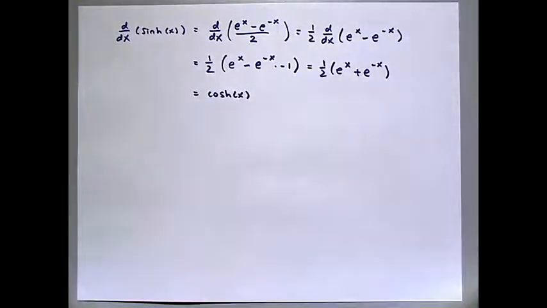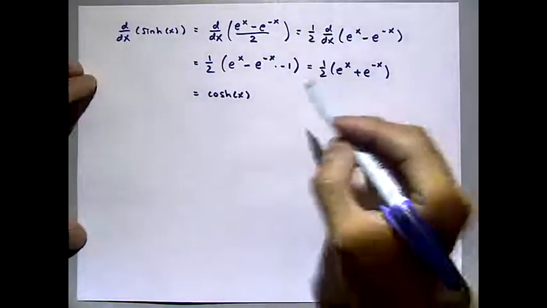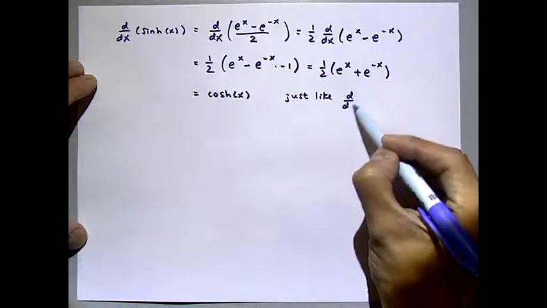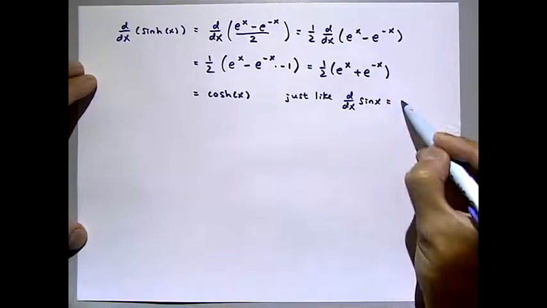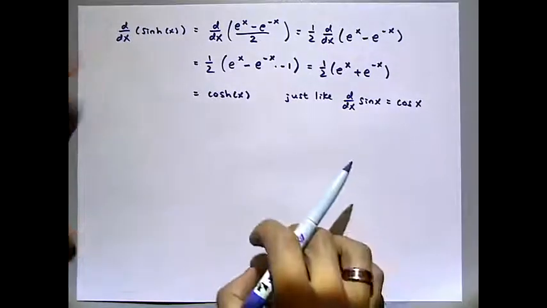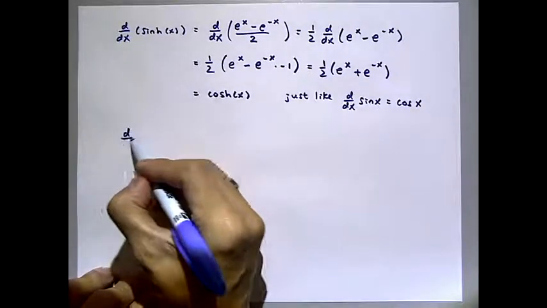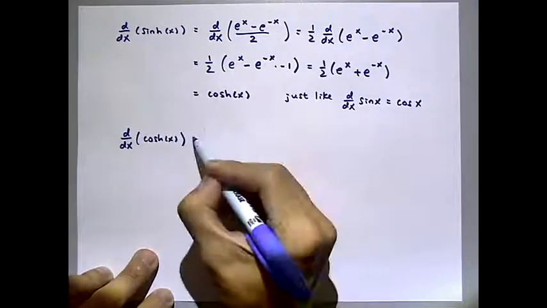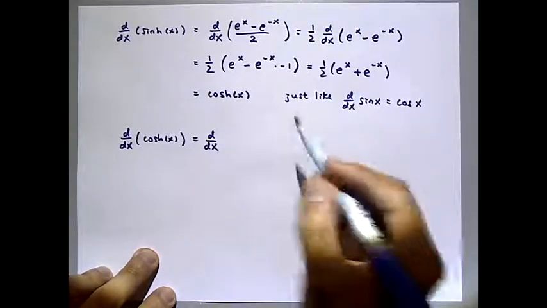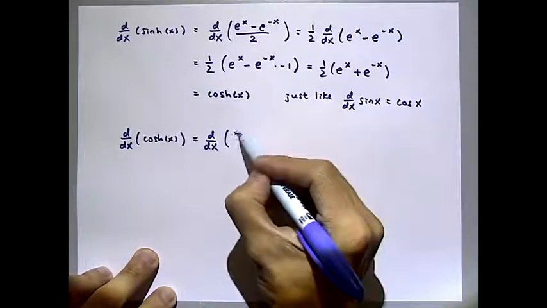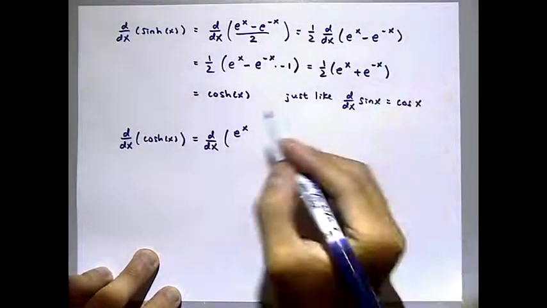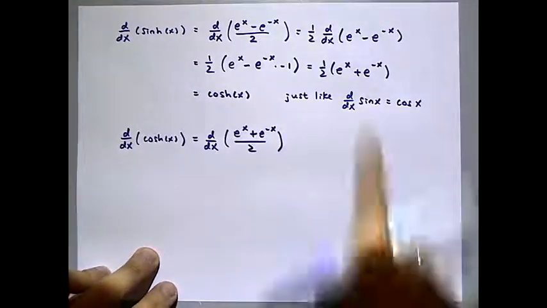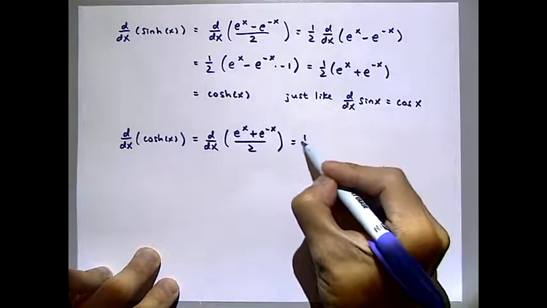Okay, so this part behaves like the regular, the circular one. Just like the derivative of the regular sine is regular cosine. But the derivative of the hyperbolic cosine, let's see what it is. The hyperbolic cosine by definition is e to the x plus e to the minus x over 2. Using the same steps, that 1/2 doesn't matter.